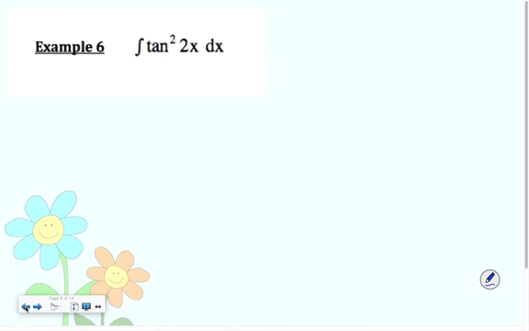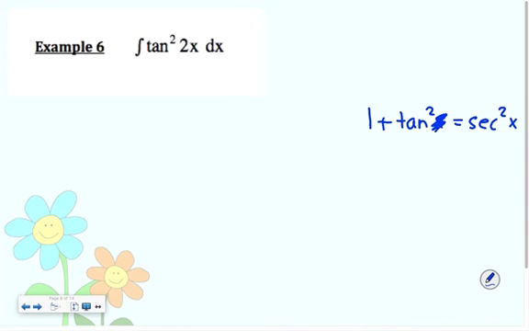Secant squared and cosecant squared. We can't integrate tangent squared, so we have to do something with it. What is that something? You can change it to secant squared minus 1, because we have this identity that you were just quizzed on: 1 plus tan squared is secant squared.